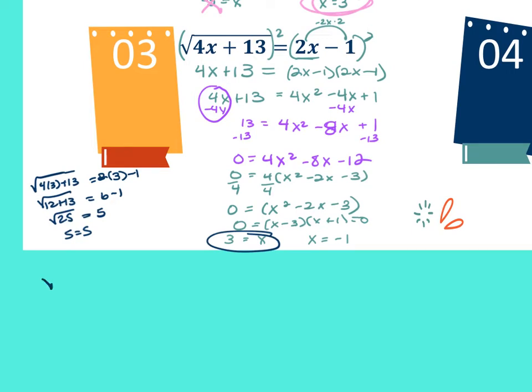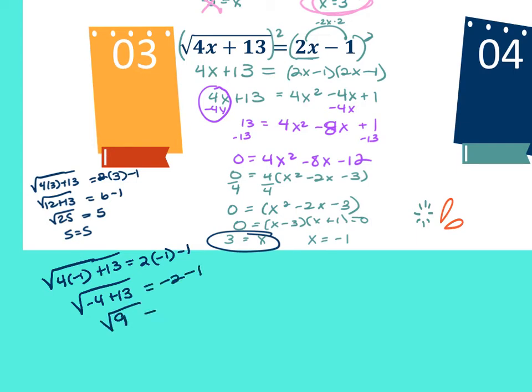I'm going to do the negative 1. Square root of 4 times negative 1 plus 13 equals 2 times negative 1 minus 1. Negative 4 plus 13. Square root of 9. 3 does not equal negative 3. So I rule out the negative 1 and I keep the 3.